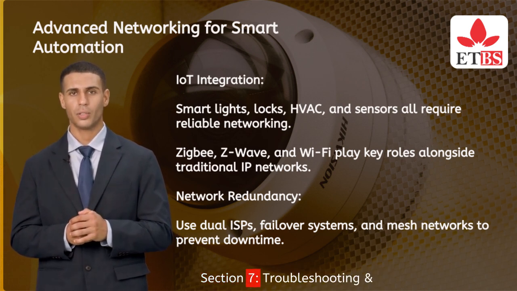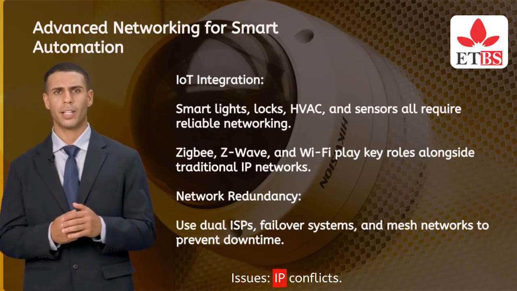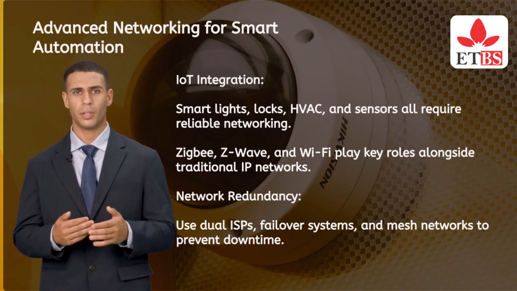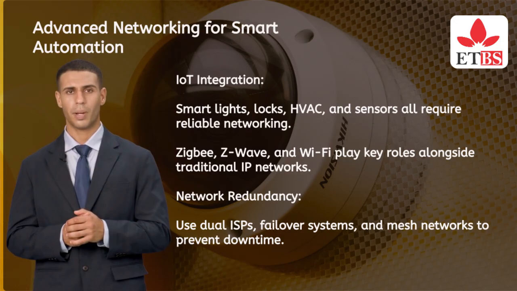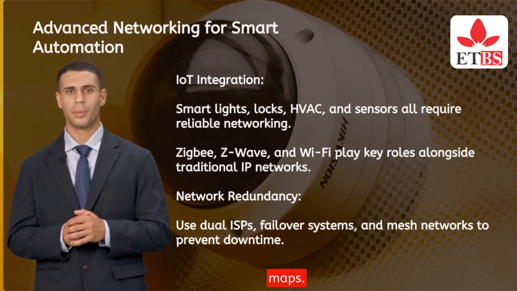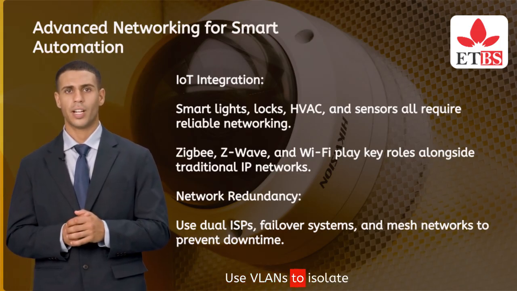Section 7. Troubleshooting and professional best practices. Common issues: IP conflicts, poor video quality due to insufficient bandwidth, latency and dropped connections in automation systems. Best practices. Document all IP addresses and network maps. Regularly test and audit systems. Use VLANs to isolate CCTV from automation to prevent interference.